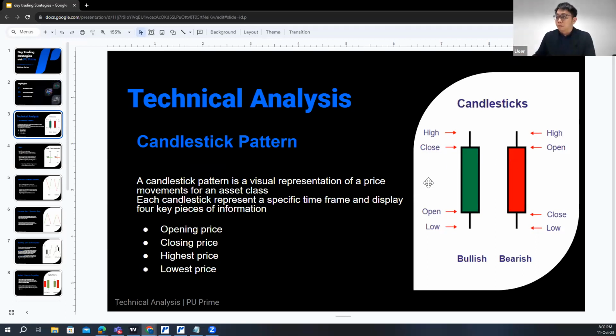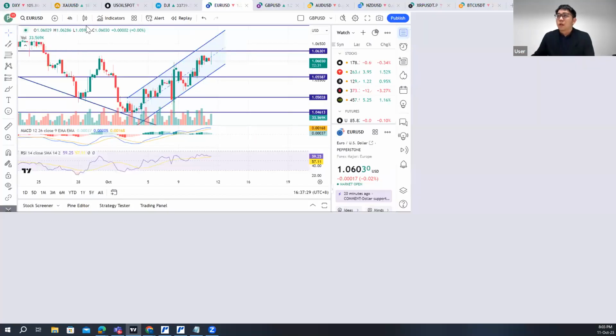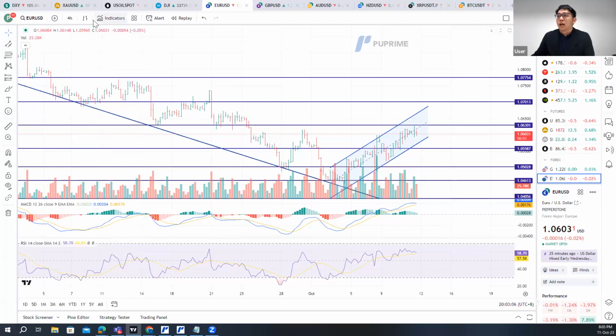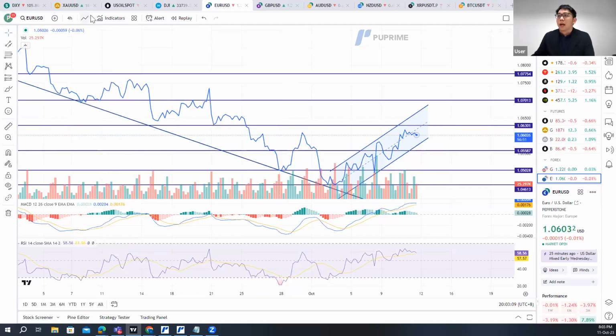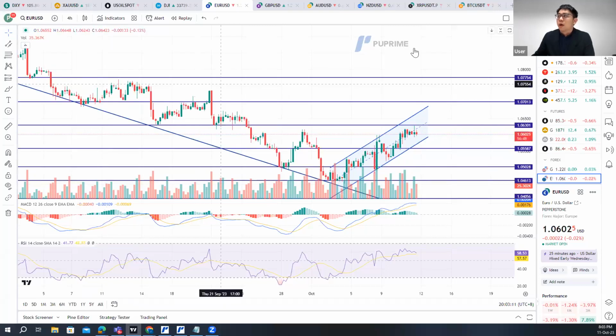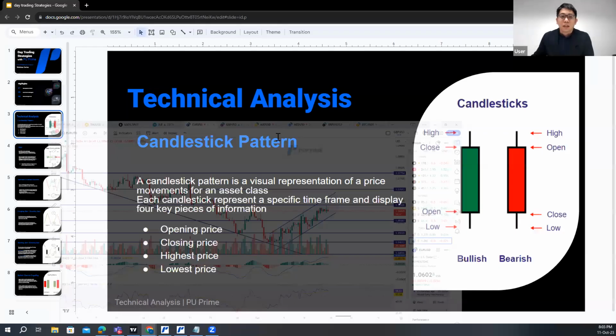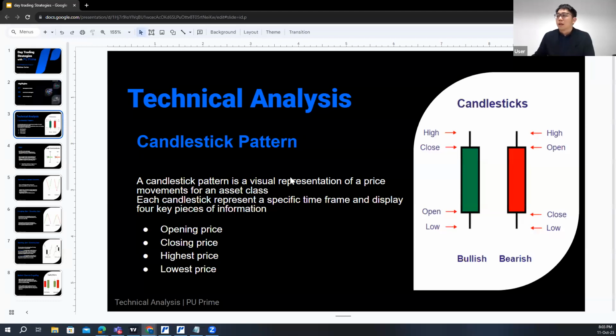If you look at the picture on the right side, this is how a candlestick can look. Of course, we know there are other things we can use besides candlesticks, but it is very, very popular nowadays. We have other things like the bar chart and also the line chart, etc. But I would say at the moment, I still find the candlestick very useful.